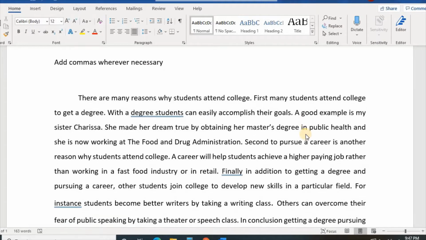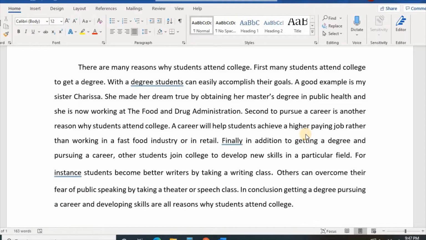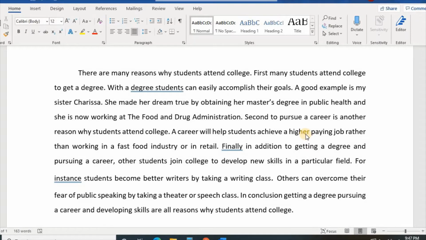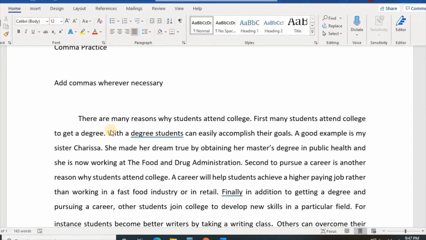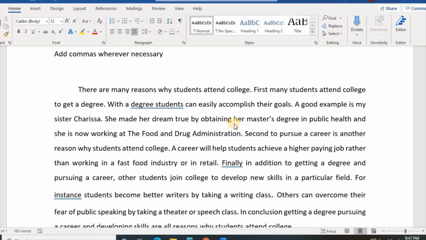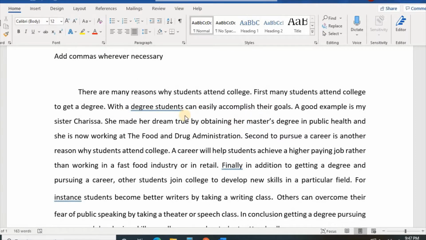This is a paragraph missing different commas in different places. I'm going to read it sentence by sentence and try to add commas wherever necessary. Let's get started. There are many reasons why students attend college. This seems to be the topic sentence of this paragraph. The paragraph talks about the reasons why people or students go to college.